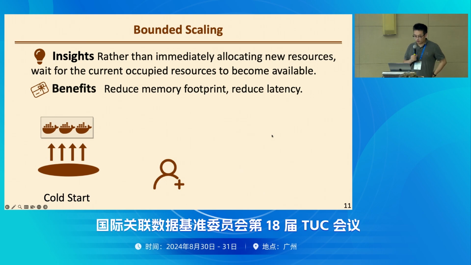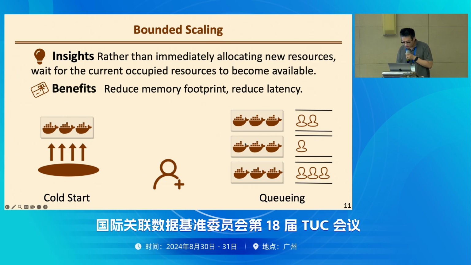Next is about the scaling strategies. Despite the introduction of container set, the default scaling policy will still result in memory waste, as we outlined earlier. Moreover, the significant memory demands associated with graph processing worsen the problem. So we propose our new bounded scaling policy. The key idea is that rather than immediately allocating new resources, we wait for the currently occupied resources to become available. As shown in the figure, upon the arrival of a query, it initially selects the shortest queue to join.